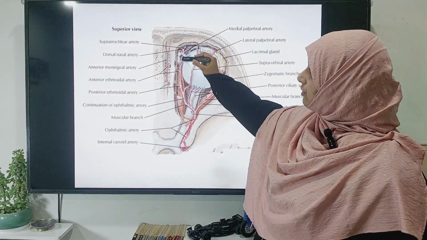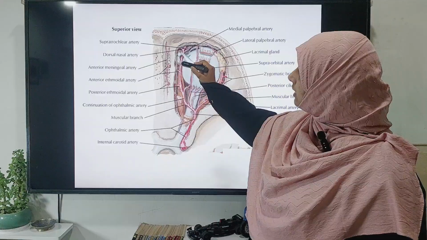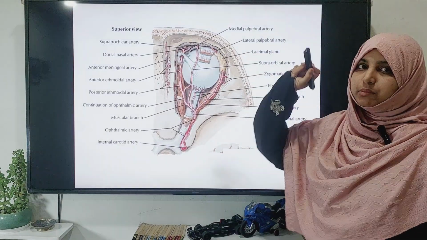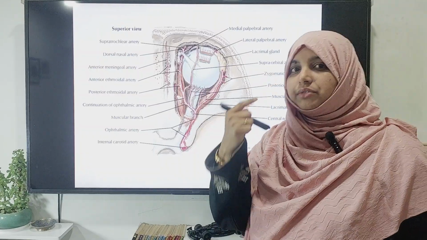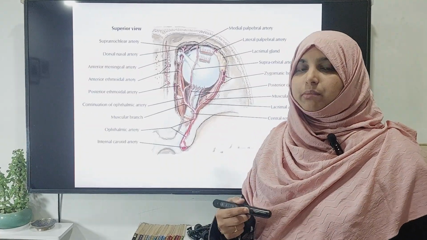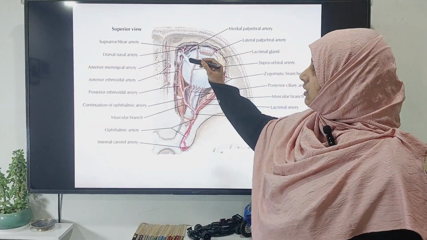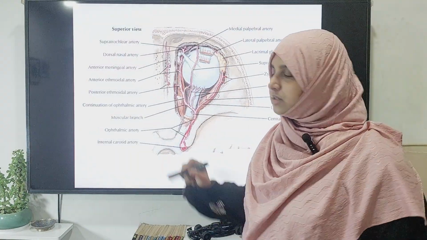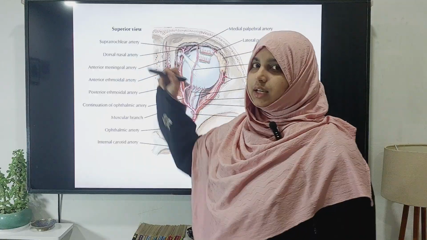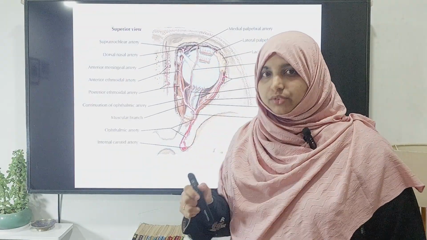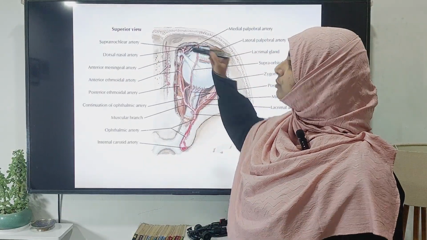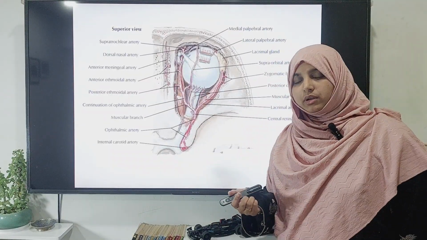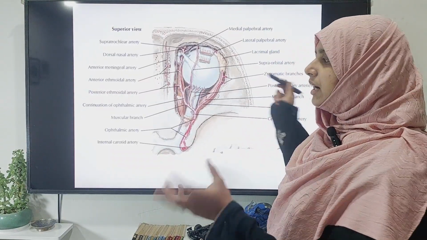Then it is moving forward below this pulley and then finally it is giving rise to one more branch, that is the medial palpebral artery for the medial aspect of the upper eyelid. Okay, that's why it's called palpebral artery. Next, finally it is going to end by dividing into two branches. One is the dorsal nasal artery for the dorsum of the nose and then the supratrochlear artery which is going to come out through the supratrochlear notch or foramen. Okay. So this is the entire course.